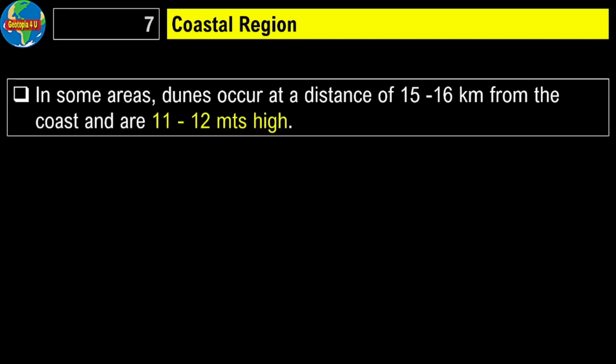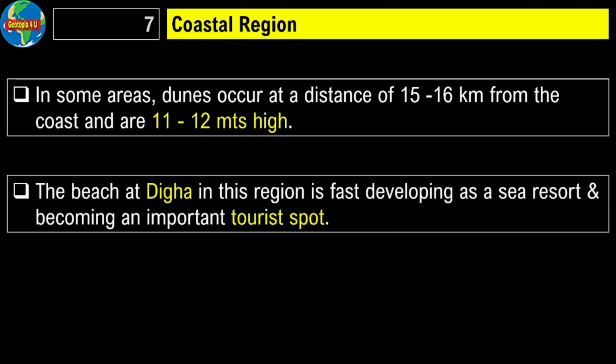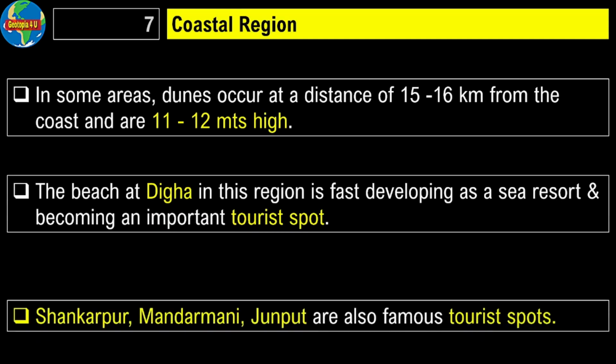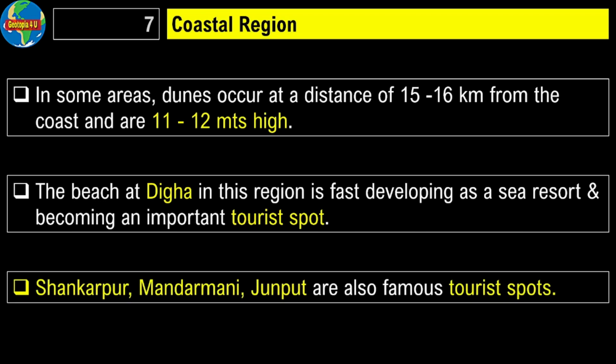In some areas, dunes occur at a distance of 15 to 16 kilometers from the coast and are 11 to 12 meters high. The beach at Digha in this region is fast developing as a sea resort and becoming an important tourist spot. Shankarpur, Mundarmoni, Junput are also famous tourist spots.